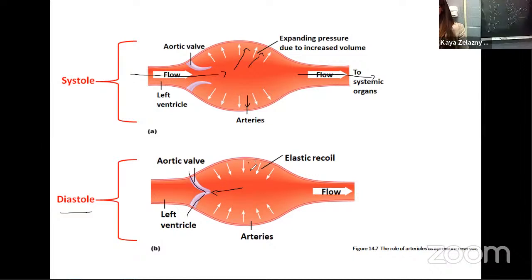So we start to have this elastic recoil, right? Recoil, bouncing back, which means that now we kind of have the tube of toothpaste thing squeezing the blood forward from the starting point of the aorta. Does that kind of make sense? We're just pushing back.